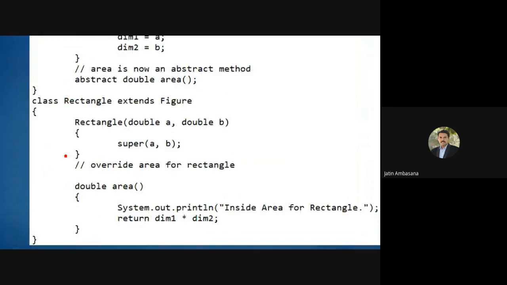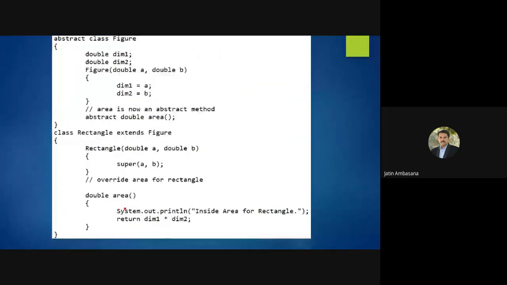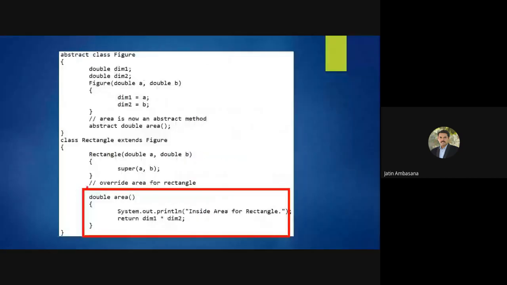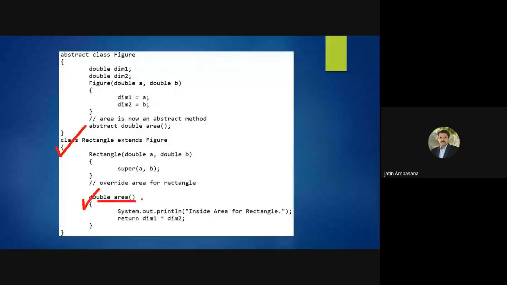So we are overriding that area method. Okay. So this is what is expected from a subclass. You implement the method that is abstract in the superclass. That is what is expected from the subclass by a superclass, when the superclass is abstract and the subclass is concrete.